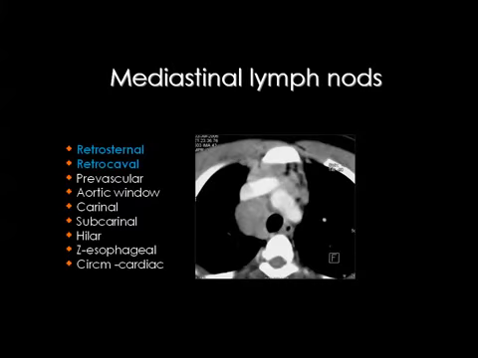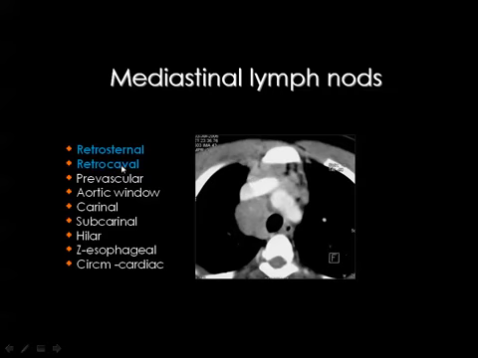Then we should know some of the anatomic details about the mediastinal lymph nodes. And first of all, you should know that mediastinal lymph nodes are not seen in the scan if they are normal. And the nodes which are seen in the scan are pathologically enlarged. Then we have 9 groups of mediastinal lymph nodes. And these groups start by the retrosternal group, or the internal mammary group, which are located posterior to the sternum, to the left and to the right of the midline.